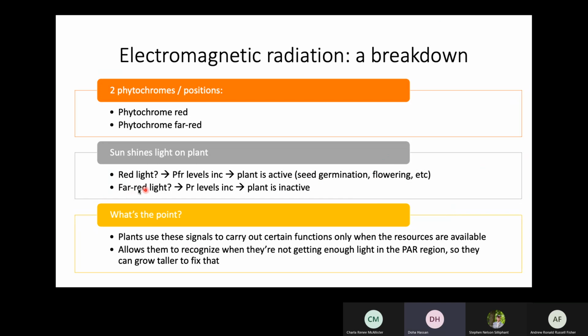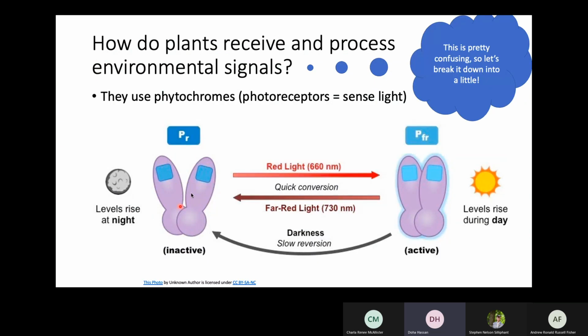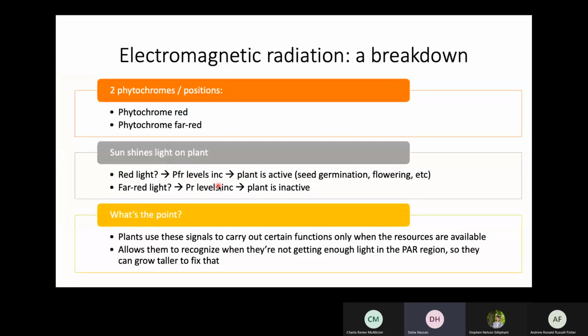If the plant is in a very shady area or if it's getting dark out, then the chlorophyll pigments in the leaves are absorbing mostly far red light. So this means that the concentration of phytochrome red is going to increase. You're going to have mostly this configuration. This is the inactive configuration, and that means that the plant is going to be inactive.